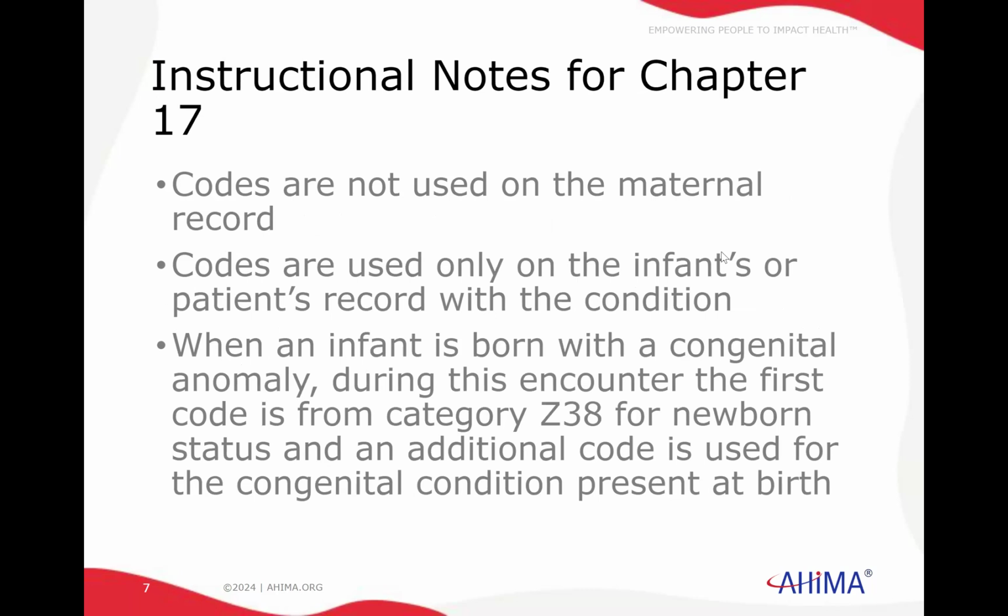These codes are not used on the maternal record. They're only used on the infant or the patient's record. And if an infant's born with a congenital anomaly during the encounter, the first code is from Z38 for the newborn status, and an additional code is used for whatever that congenital condition is that's present at birth.